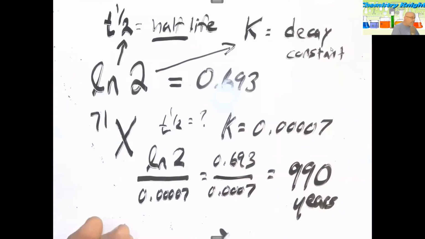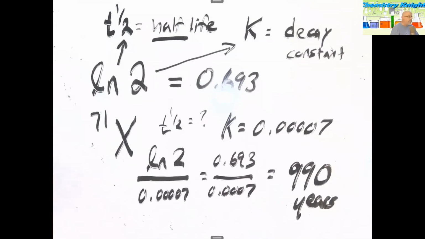Now, some problems will just have you figure out the half-life or have you figure out the decay constant, but a lot of times you'll be asked to figure out how much is left. You will want to know what percent is left, or we'll want to know how many grams are left, or how many moles are left, or we might even want to know how many atoms are left. You start off with a certain amount, and then after a time it changes. Okay, so for that, we're going to have to use another equation.